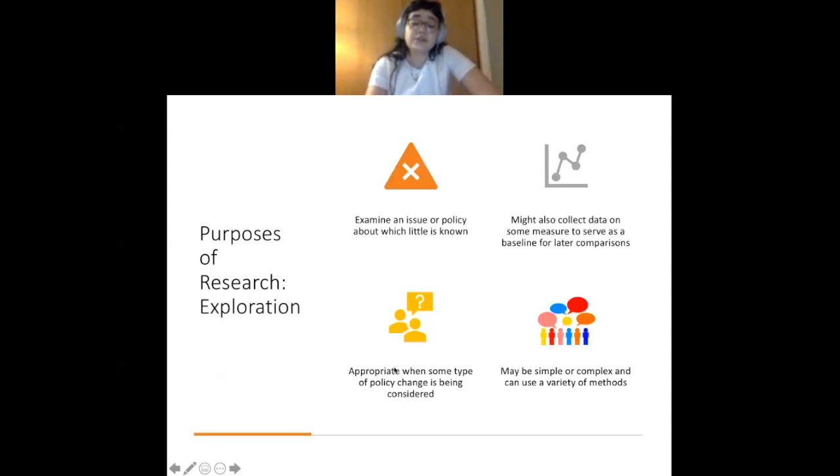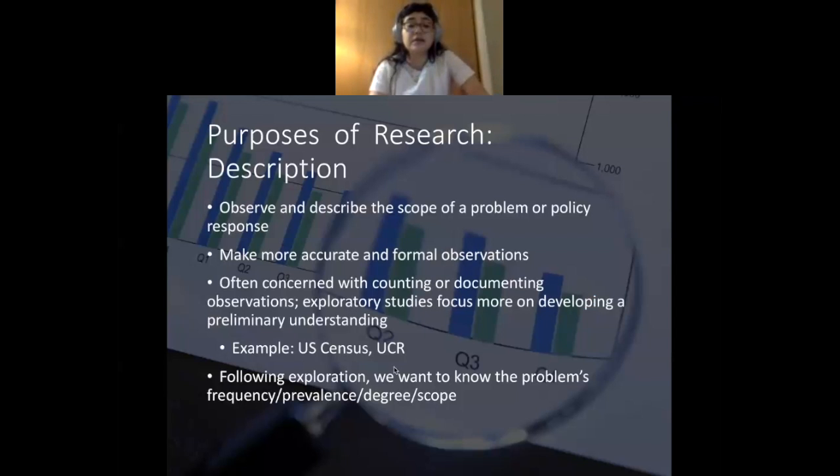And as the book notes, it's really important for when policy changes are being considered. So, what are the recommendations to address that specific issue, right? Then there's also description. So if you're an executive at a nonprofit and you want to describe what it is that your program is doing, and what the demographics of the people you're working with are, how they've changed over time, this is a really good purpose of research as well, is just to describe things.